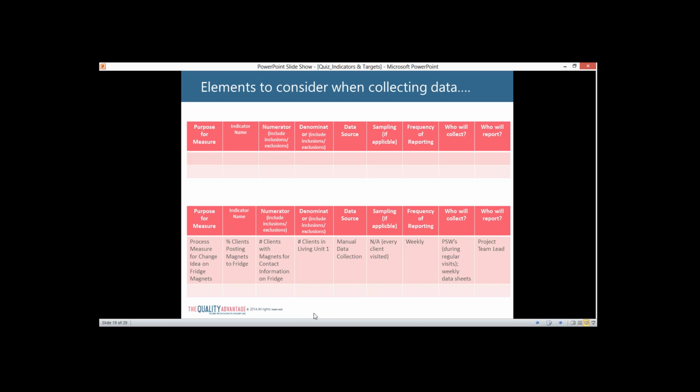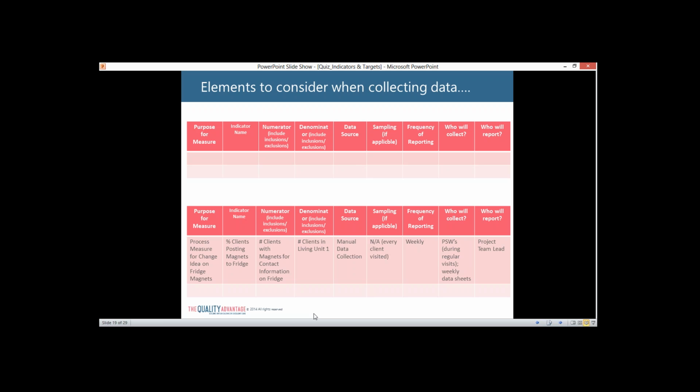So that's the denominator. The data source, these will be manual data collection, as we just saw, and sometimes sampling is applicable. So if there are a lot of clients and you just want to test the idea out on a small percentage of clients first of all, then you might take some sort of a random sampling, or it might even be a purposeful sampling, in which case on this sheet you want to consider and figure out exactly how you're going to do it. Is it going to be every 5th client who's referred? Is it going to be just initially clients of one staff person and then you're going to move to the next? So exactly how are you going to do this?